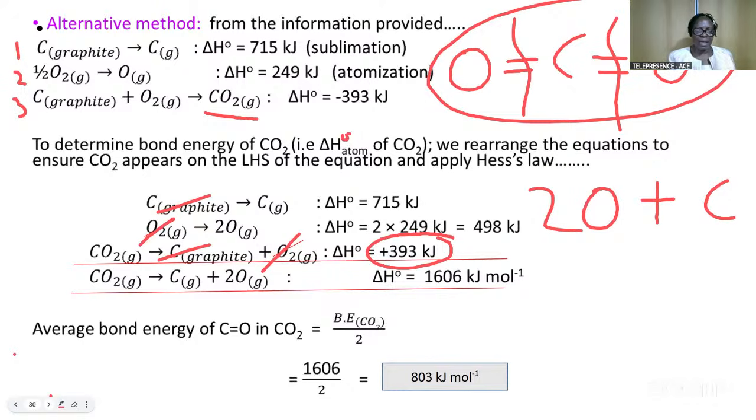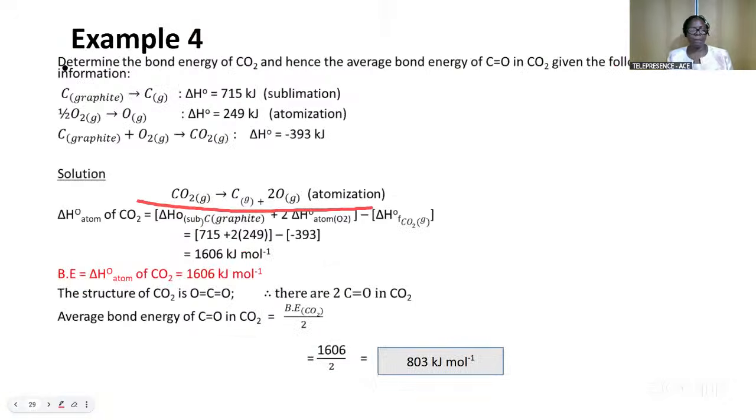And the average bond energy in CO2, because there is only one type of bond, which is C double bond O, and there are 2 of such type. So that gives us the confidence to say all we need to do is to divide that by 2. Once you divide it by 2, you obtain 803 kilojoule per mole, which is the same as what we obtained here.